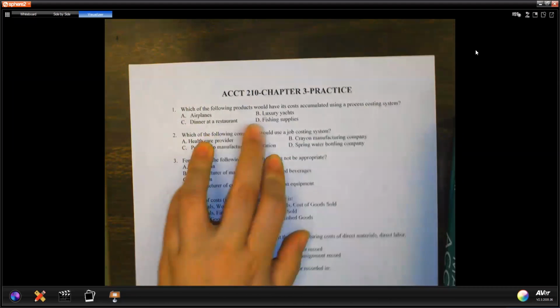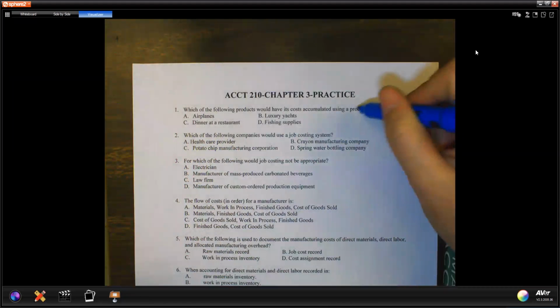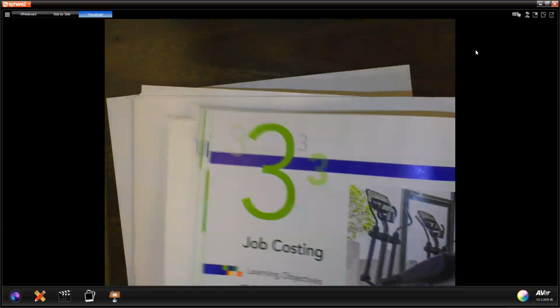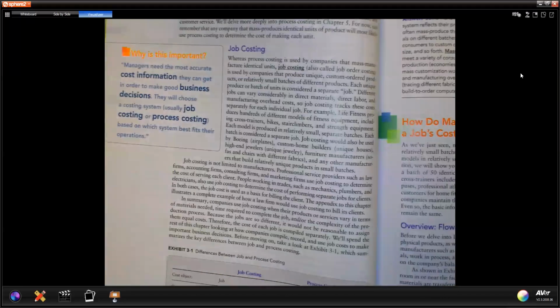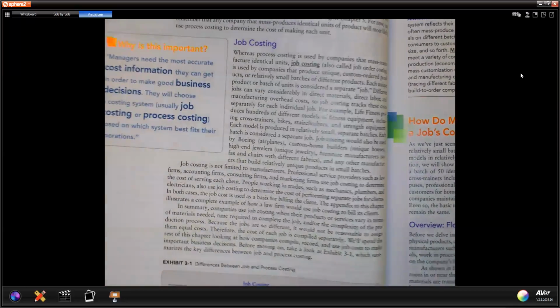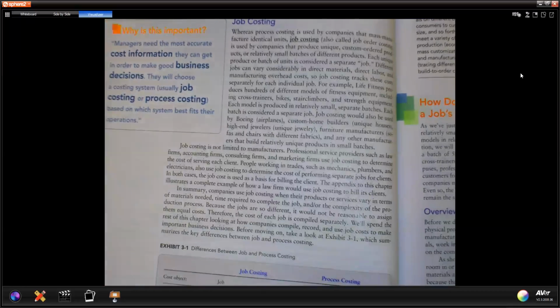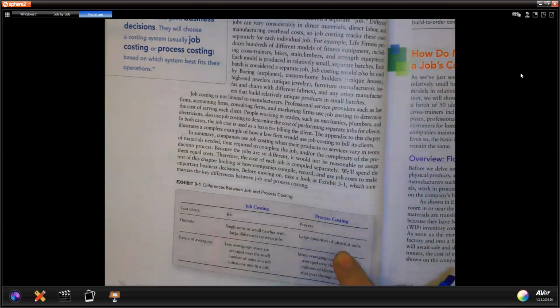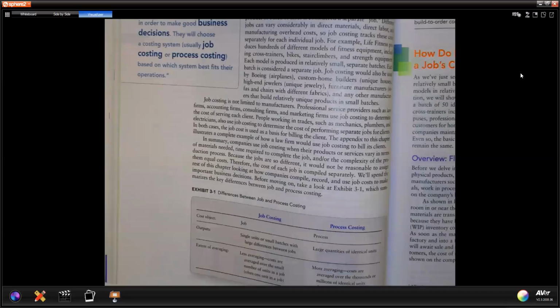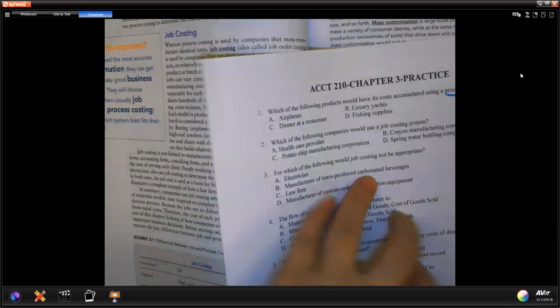The first question is asking about a cost, like you're using a process costing method, right? So we said process costing. So you go to chapter 3 talking about process costing. In exhibit 3-1, it says process costing is for large quantity of identical units. So this is on your textbook page 106.